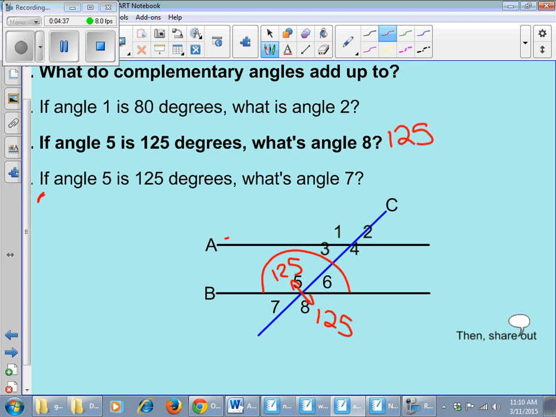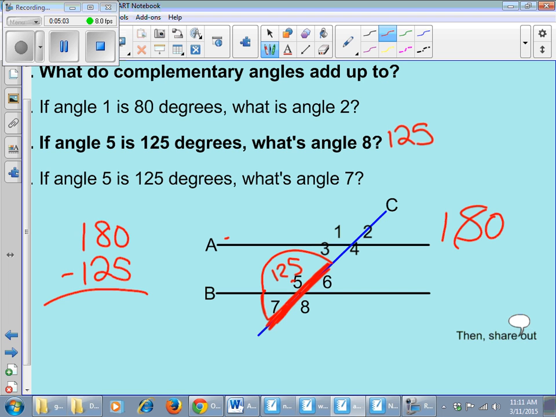Question 7 says, if angle 5 is 125 degrees, how much is angle 7? Well, if I see that angle 5 is 125, 5 and 7 together make this straight line. Straight lines always have to add up to 180. So if 5 is 125, I'll do 180 minus the 125 I already have. 10 minus 5 is 5, 7 minus 2 is 5, 1 minus 1 is nothing. Angle 7 has to be 55 degrees.